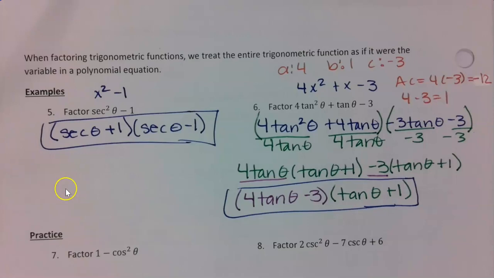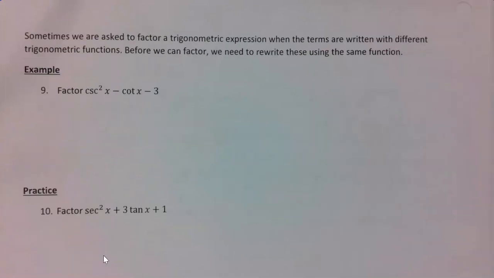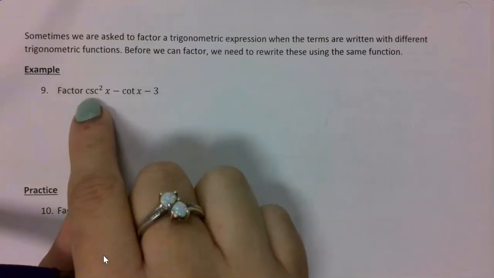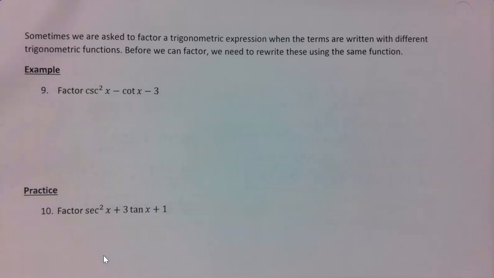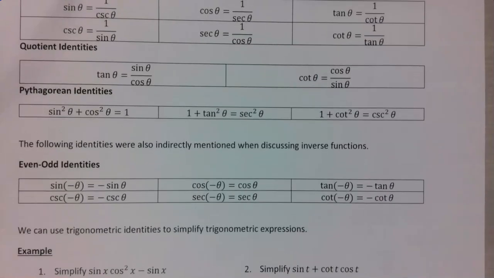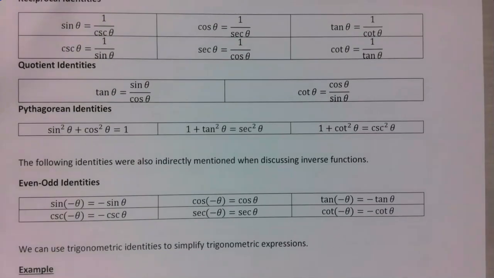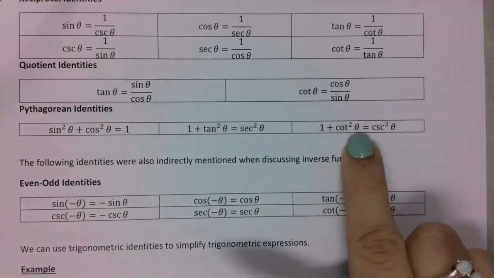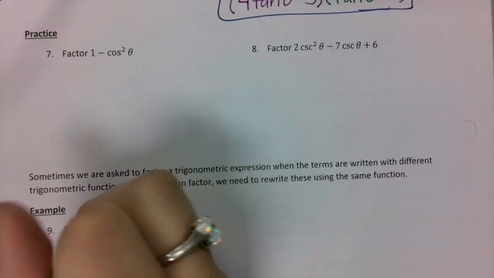Questions here? Okay, so if I take a look at number 9, notice these are different trig functions, but it still wants me to factor. So I want to see if I can either turn all of these into cotangents or all of these into cosecants. So if I look back at my identities, is there a way I can turn cotangent into cosecant, or the other way around? Yep, my third Pythagorean identity, I can replace cosecant squared with 1 plus cotangent squared. So that's what I'm going to do.